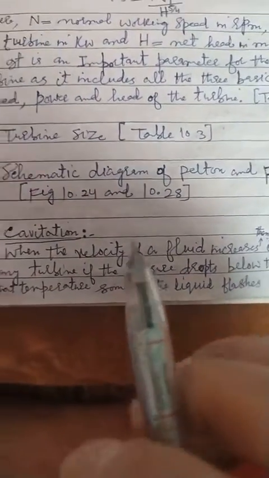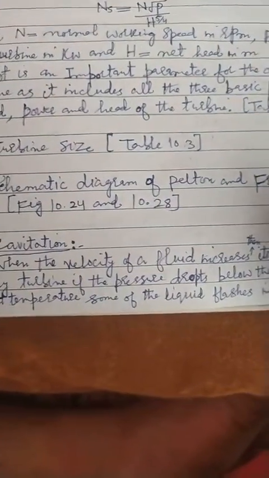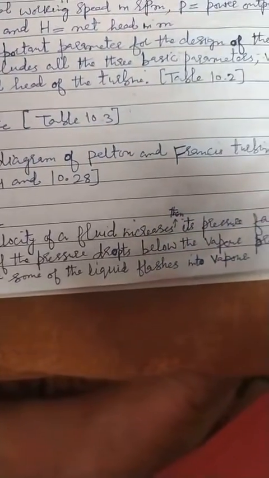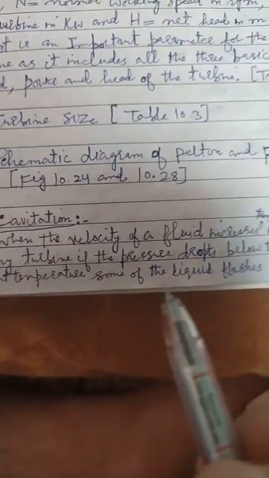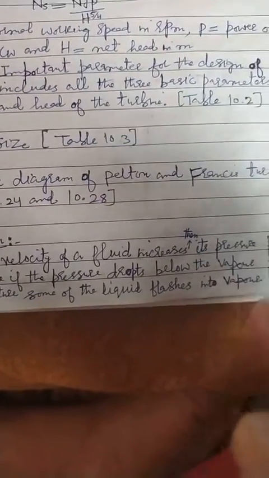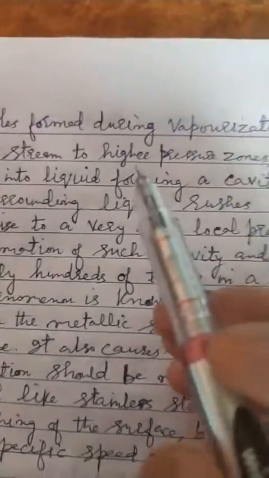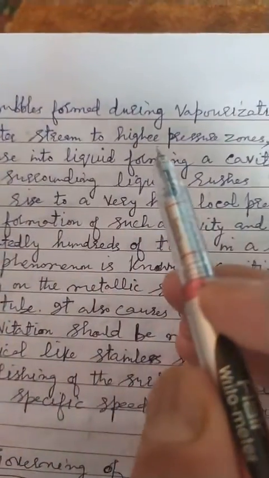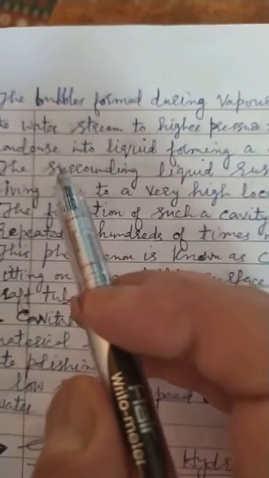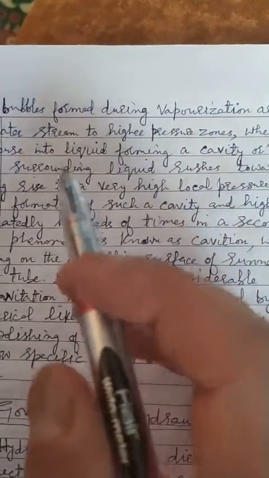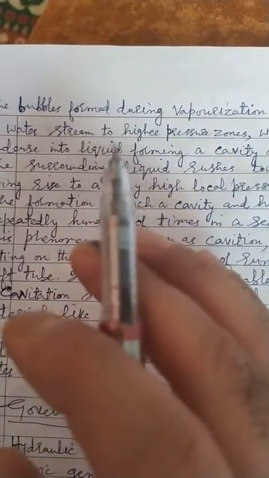In any turbine, if the pressure in any part of the turbine drops below the vapor pressure at that temperature, some of the liquid flashes into vapor. The bubbles formed during vaporization are carried by the water stream to a higher pressure zone, where the bubbles condense into liquid, forming a cavity or vacuum. So I will explain what is written here.